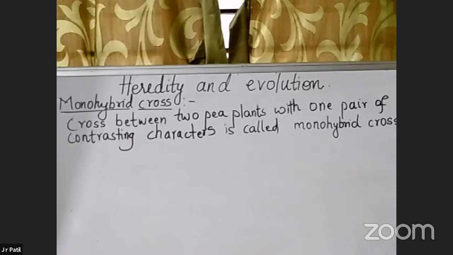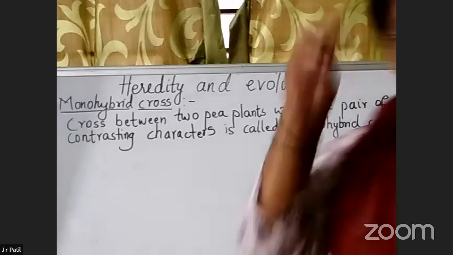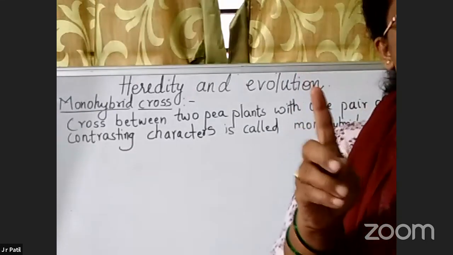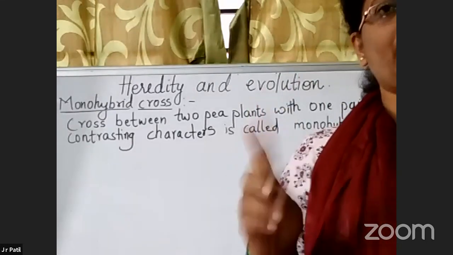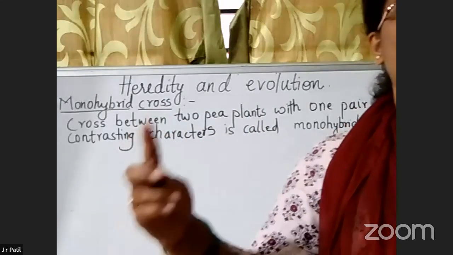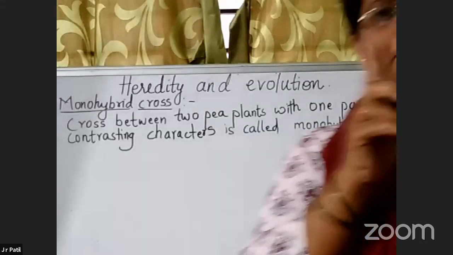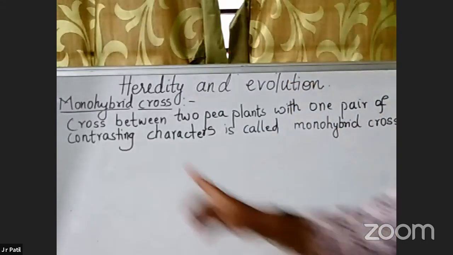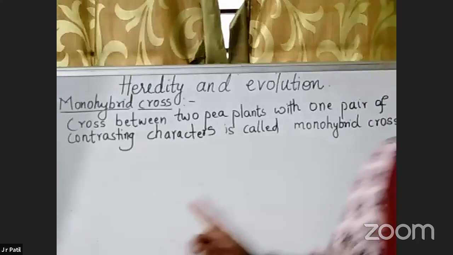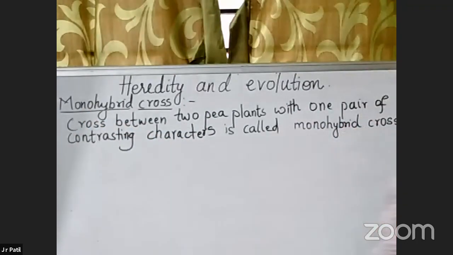Yes, ma'am. If you are selecting only out of 7, only one contrasting character, one pair. Now I select, for example, tall. The contrasting character of tall is dwarf. So this is one pair. So if we select one pair of contrasting characters, we call such a process monohybrid cross.